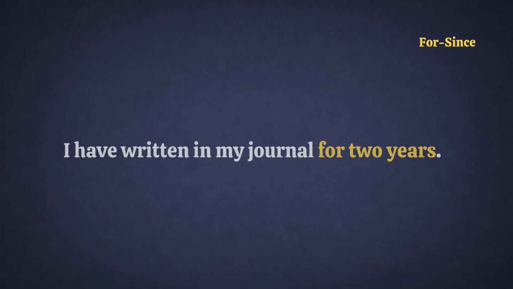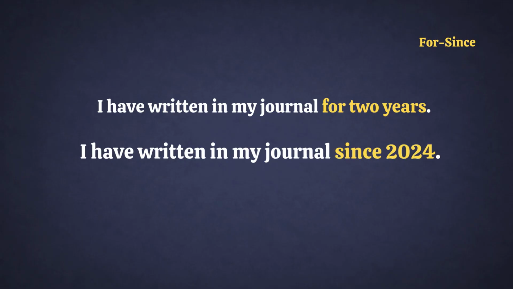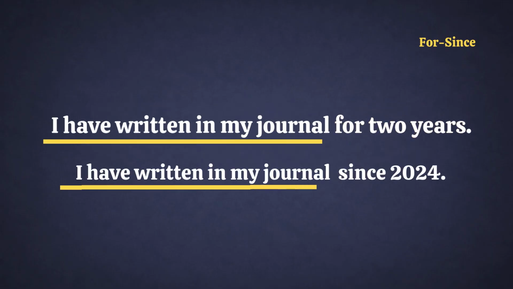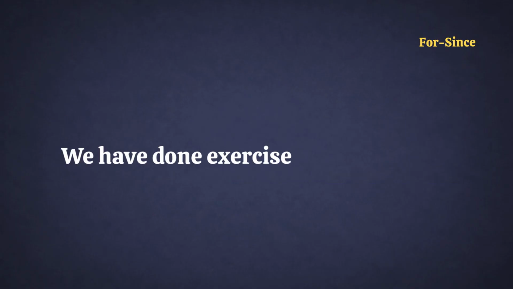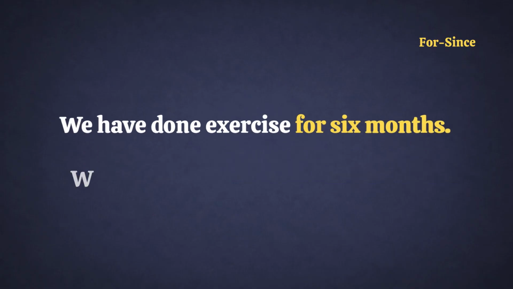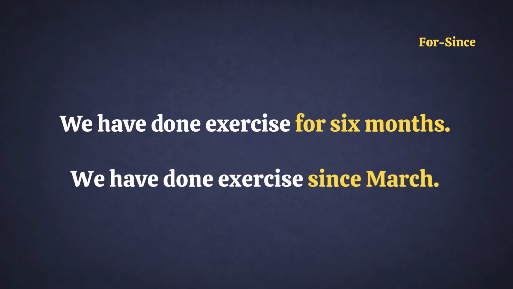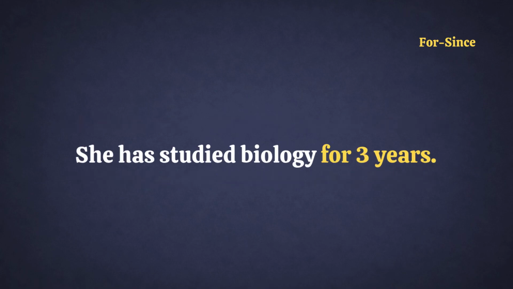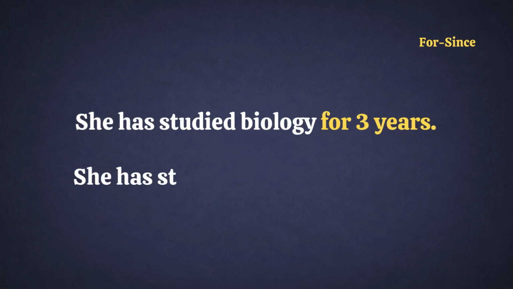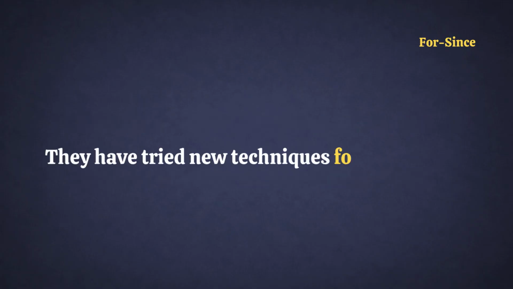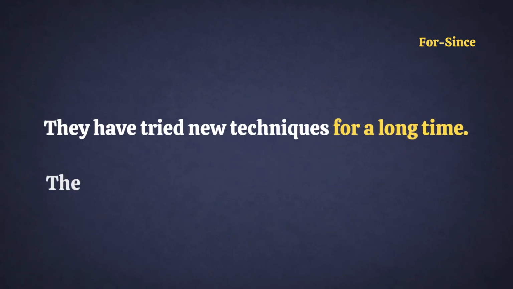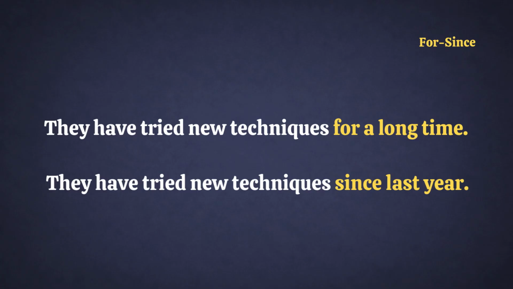Let's see some examples. I have written in my journal for 2 years. I have written in my journal since 2024. Same idea, different way to express time. We have done exercise for 6 months. We have done exercise since March. She has studied biology for 3 years. She has studied biology since 2022. They have tried new techniques for a long time. They have tried new techniques since last year.